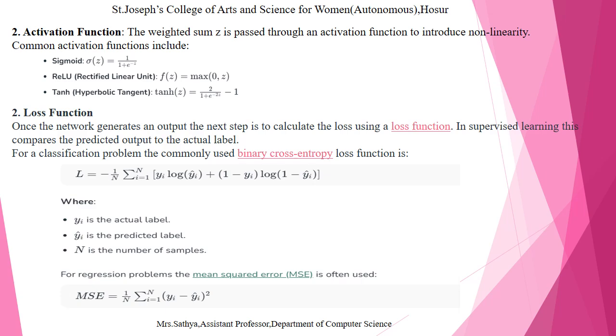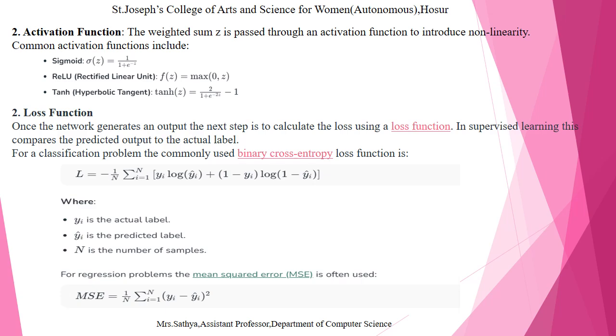Common activations include sigmoid, rectified linear unit, and hyperbolic tangent. First, the sigmoid: we already studied the sigmoid curve in linear regression. That curve is called the sigmoid function, and we already discussed it in the last session.